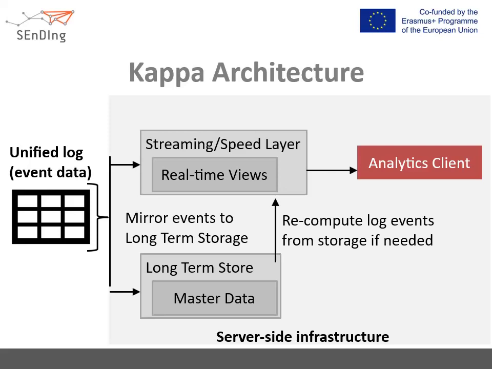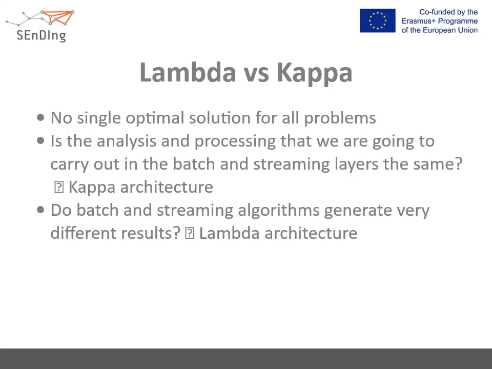In the Kappa architecture, analytics clients get their data only from the streaming/speed layer, as all computation happens upon streaming data. Input events can be mirrored to long-term storage to enable recomputation on historical data should the need arise. As in most cases, it can be said that there is no single optimal solution for all problems, which is usually defined by the term one size does not fit all.